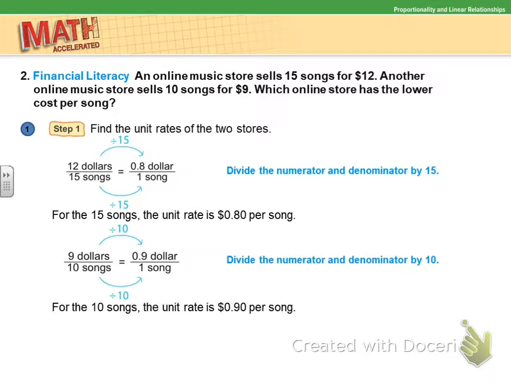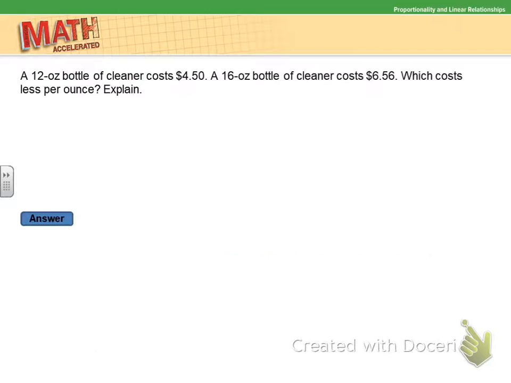All right. Y'all are going to work the next one. It wants to know if you have a 12-ounce bottle of cleaner that costs $4.50, and there's a 16-ounce bottle of cleaner that costs $6.56. Which one costs less per ounce? And then explain it.